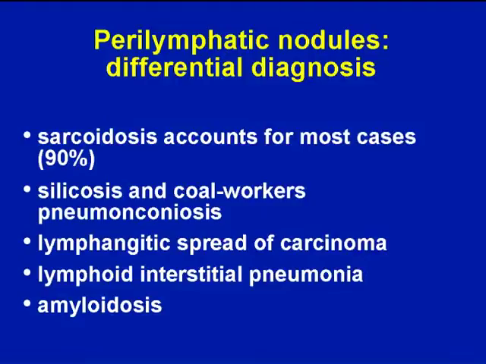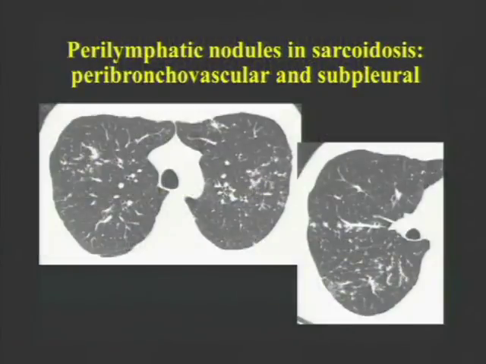The differential diagnosis. Well, sarcoid accounts for at least 90% of patients I see with a perilymphatic distribution of nodules. It's a very, very common cause of this. Other causes are silicosis and coal workers' pneumoconiosis, lymphangitic spread of carcinoma, lymphoid interstitial pneumonia, one of the interstitial pneumonias I didn't talk about this morning, and amyloid. So there's a list of uncommon diseases here.